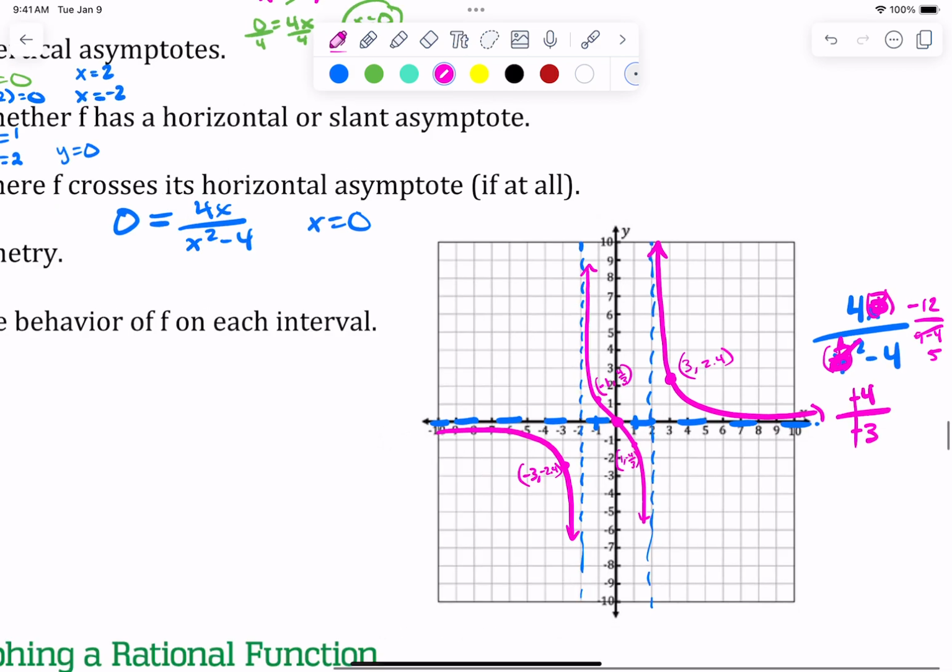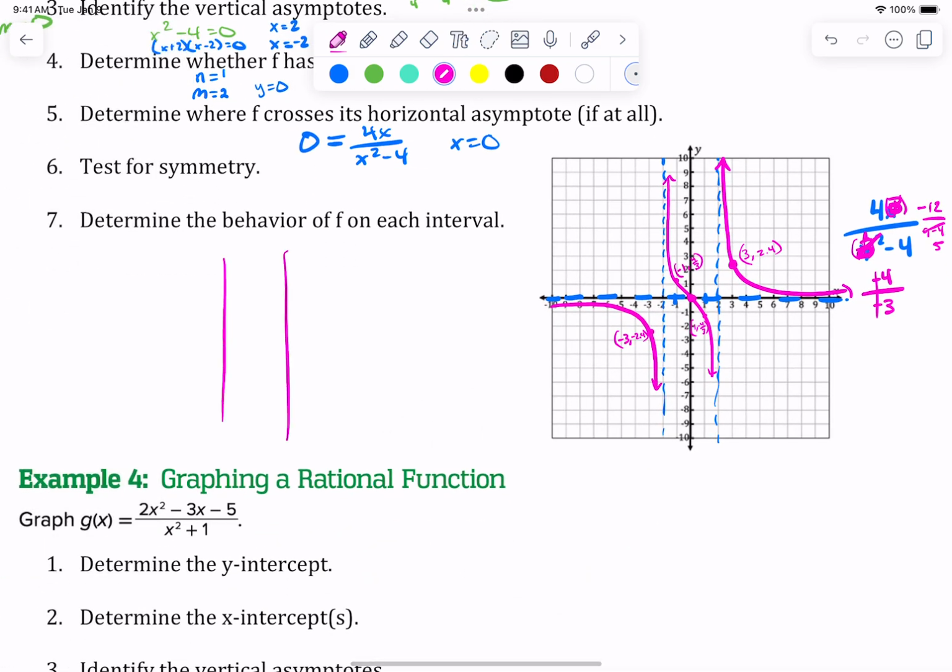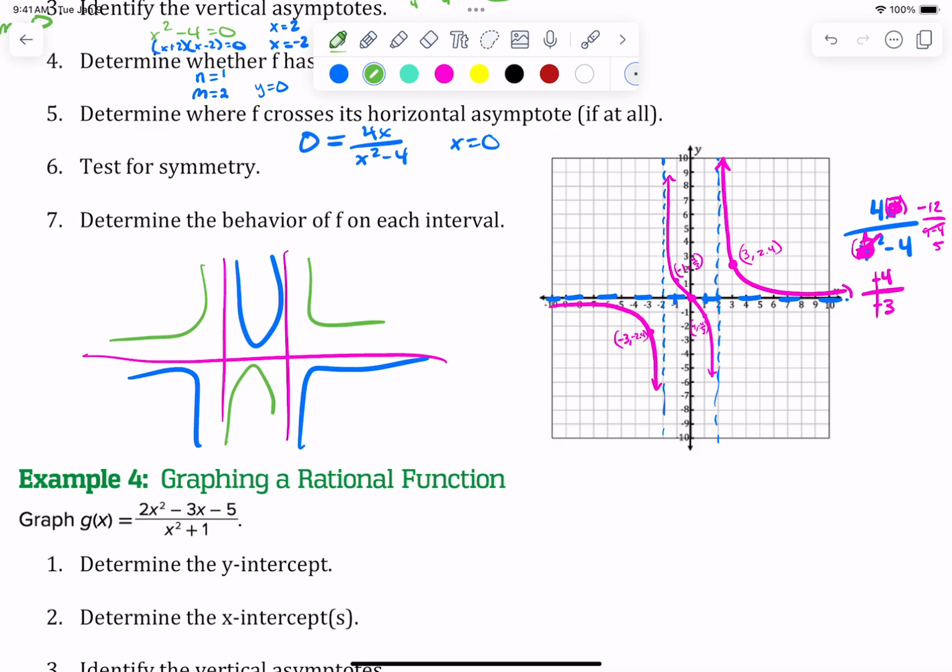Sometimes if he has 2 VAs, he will do this and go like this, or vice versa. Sometimes he'll be down here and he'll go like this. Or sometimes he'll do this. I don't know, it just depends on what your values are. I'm sure there's a pattern. I just haven't studied rational functions enough to care or know. Okay, there you go. That's it. I'll give you some graphs.